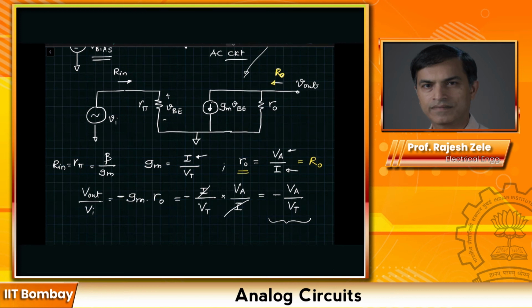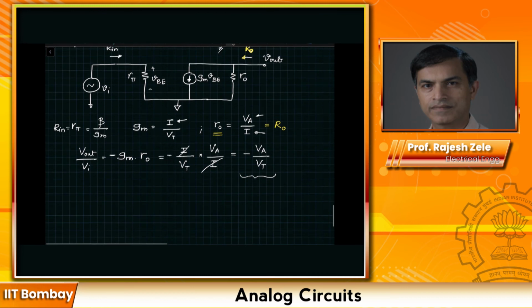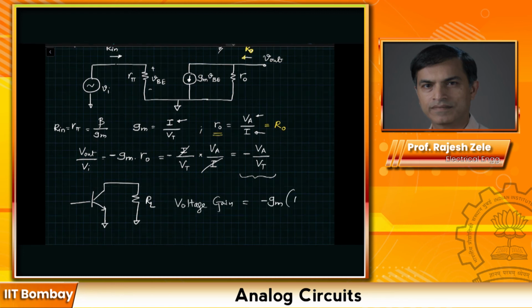Unfortunately, the stage has to drive some load resistance. So when you have a load resistance connected to the output, this equation will modify as follows. If you have a load resistance RL, then your voltage gain will be minus GM times RO parallel RL. If RL is small, then the voltage gain will be approximately minus GM times RL.